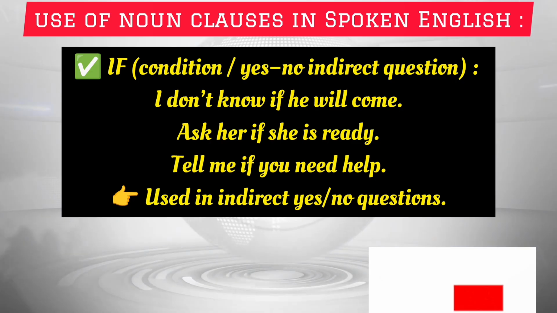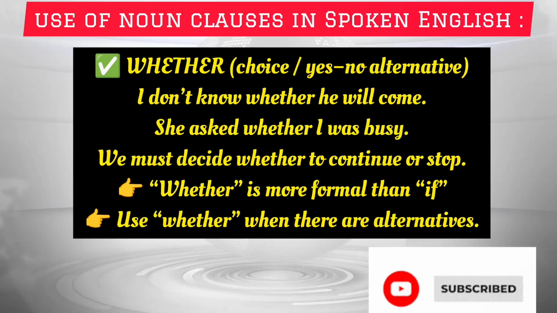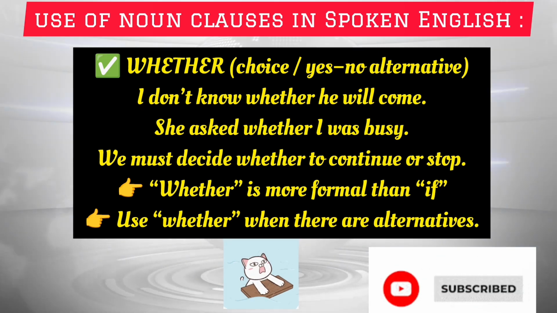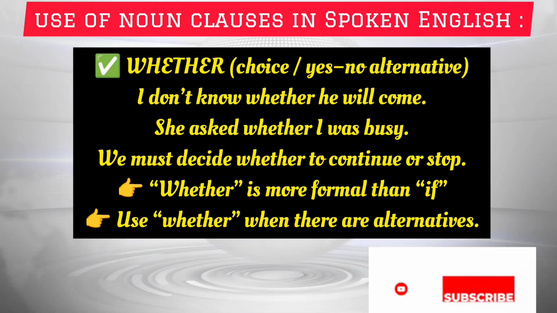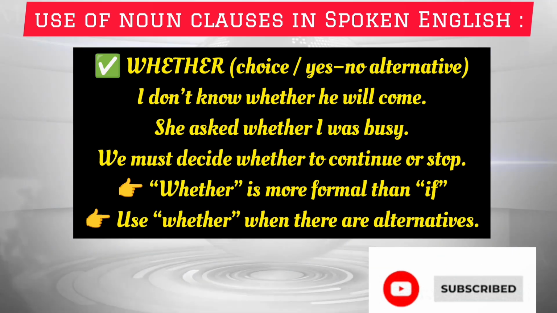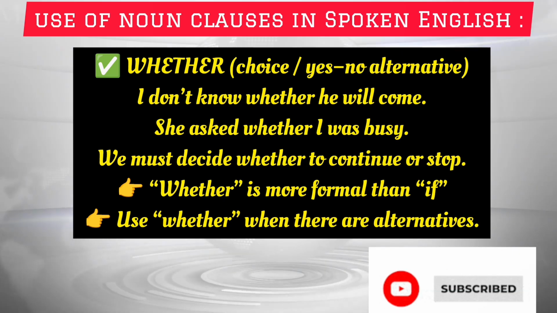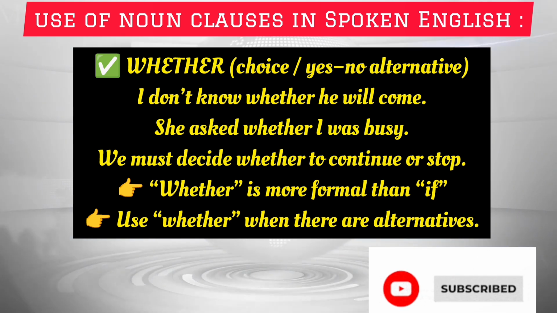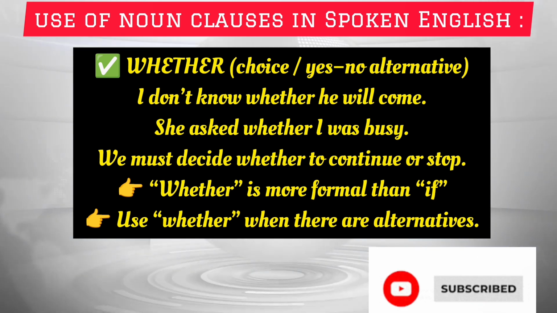Up next, we will see the last one, that is whether. Whether is used to denote choice. Again, he has no alternative also. As you see the first example, I don't know whether he will come. Obviously, I'm not clear. So see the second example, she asks whether I was busy. So that means whether I was busy, it's yes or no.